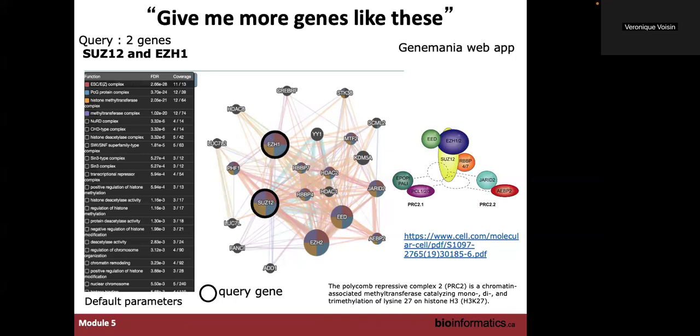So I enter SUZ12 and EZH1 into GeneMANIA, and I have here the resulting network in the middle of the page that gives me all the genes related to these two genes. And then if you compare to the image on the right that displays the components of the PRC2, then you can see that GeneMANIA had incorporated these elements into the newly added genes.